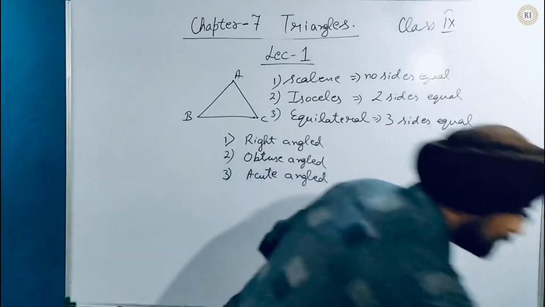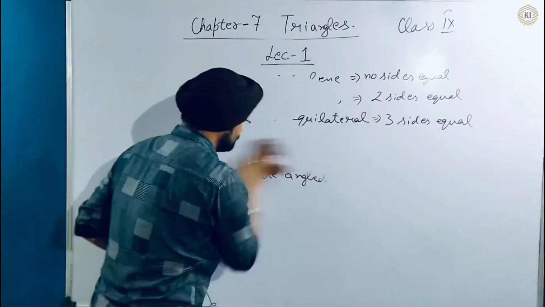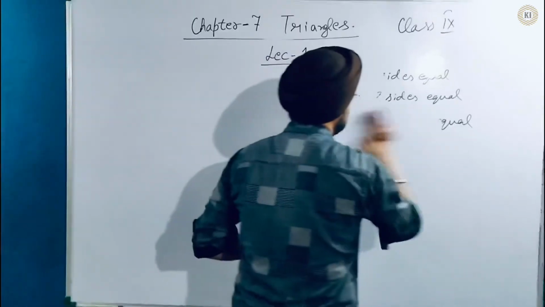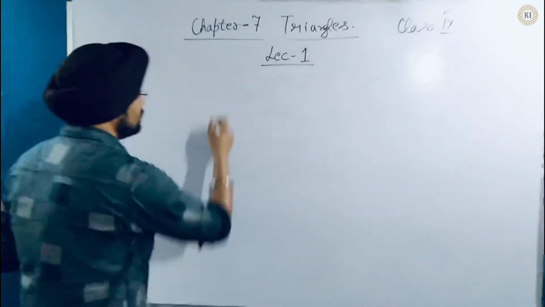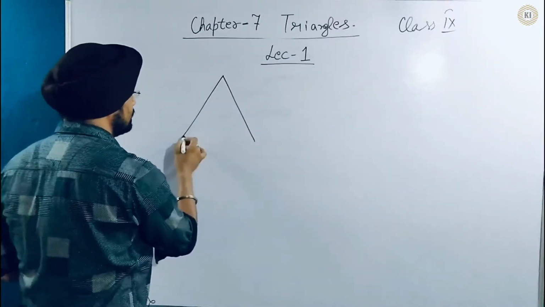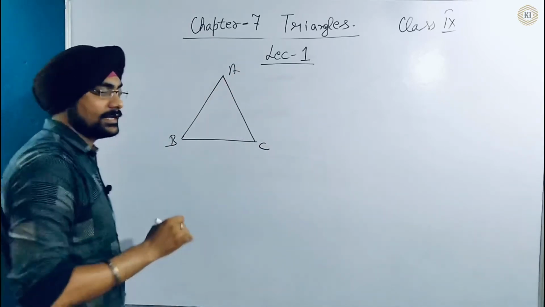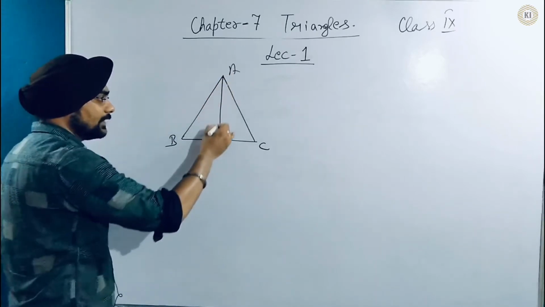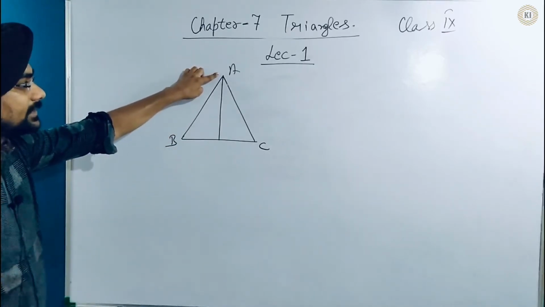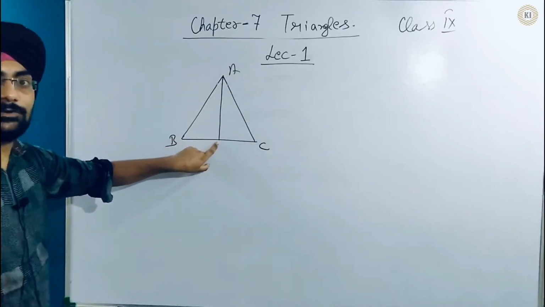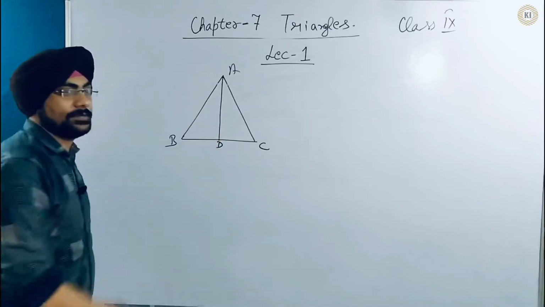Two more things you have to study here that are very important. So that will be your median and altitude. So let us see, what do you mean by median and what do you mean by altitude. This is a triangle. So median is a line segment joining one vertex of a triangle to the midpoint of its opposite side. So one vertex we have taken, vertex A. From vertex A, we are drawing one line segment joining to its opposite side. Suppose this point is point D. So here point D will be your midpoint.